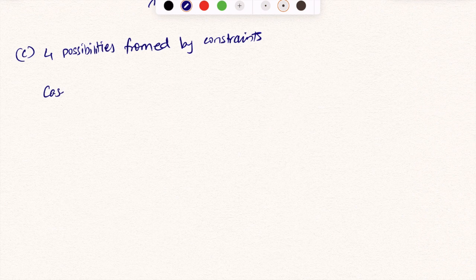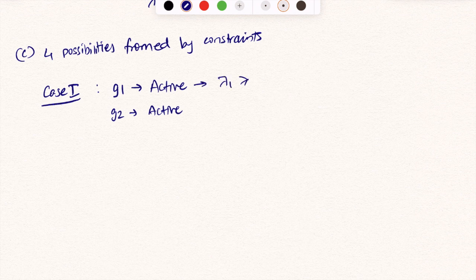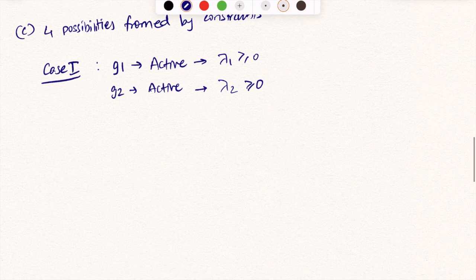Let's look at case 1. In case 1, G1 is set to active, and G2 is set to active. And so what do we mean when these constraints are active? We simply mean that lambda 1 is greater than or equal to 0, and that lambda 2 is greater than or equal to 0. And as I said, the idea is to find values for x and y that could be valid options.